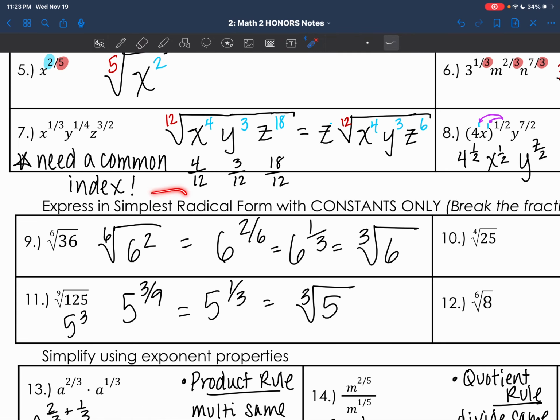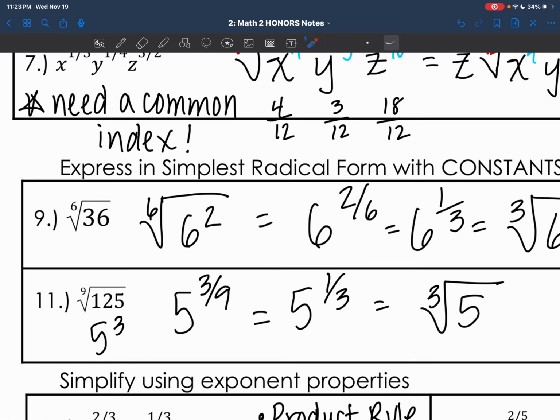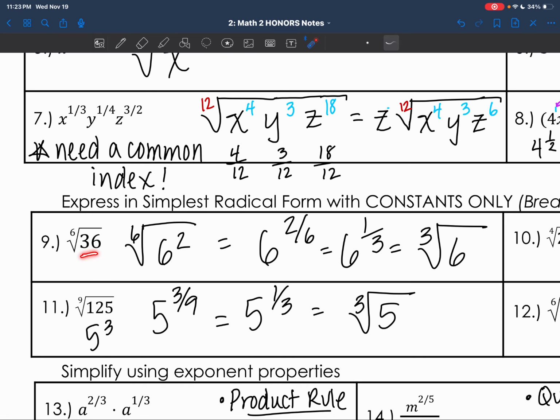All right, so now we're going to go simplest radical form with constants only. So basically what you're doing is you're breaking the fraction exponent apart and then you're simplifying. So, 36, you can write this a couple different ways. I could do, in this case, 6 squared is the same as 36, and then do 2 6 over there. So you want to make sure when you're doing this that you have 2 6, or if you know right away, hey, here's what I'm going to get is 1/3, and then you go ahead and write 3 over there. You could factor it all out, but you'll see it all end up being groups of 2 and groups of 3.